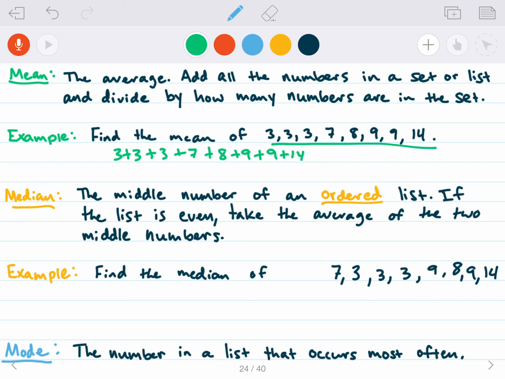3 + 3 + 3 + 7 + 8 + 9 + 9 + 14, and then we want to divide by the number of numbers in our data set. So 1, 2, 3, 4, 5, 6, 7, 8. So when we do that, we get a mean of 7.